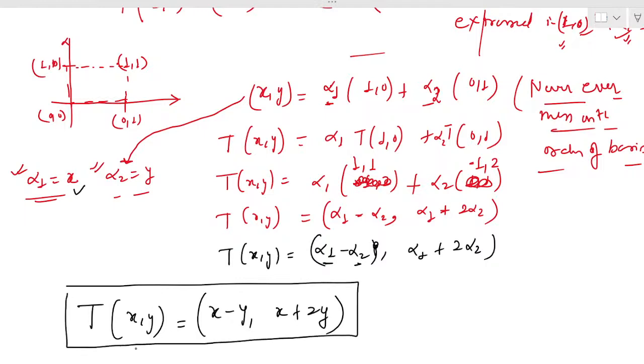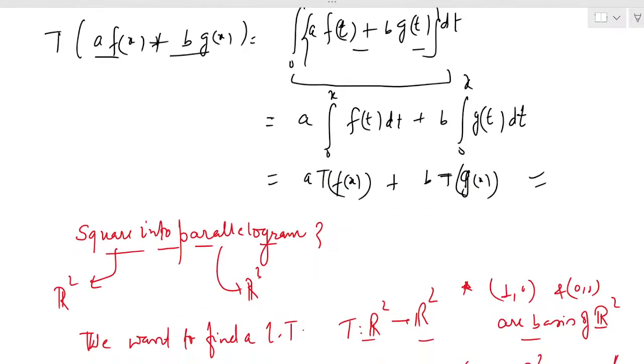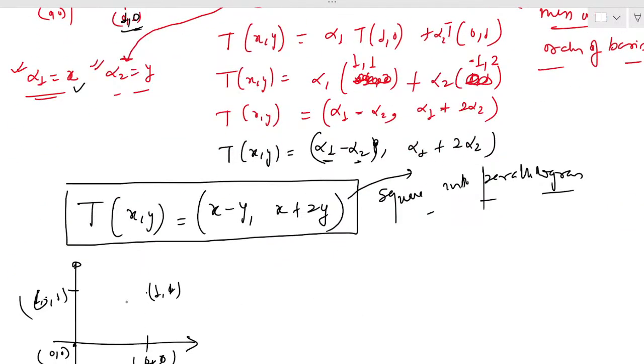This linear transformation, x minus y comma x plus 2y, is going to convert a square into a parallelogram. Let us see how. That is something I have to verify for you. What we were discussing is a square with vertices 0 comma 0, then 0 comma 1, 1 comma 1, and 1 comma 0. Let me check. No, this is 0 comma 1, and this is 1 comma 0. Okay, so this was the square.